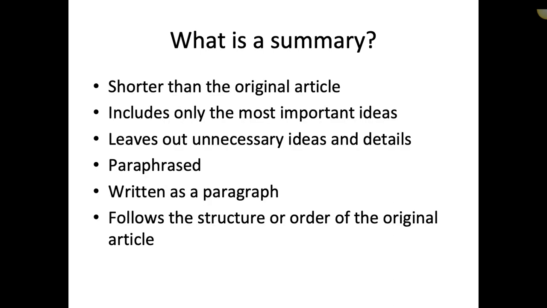Okay, so a summary is shorter than the original article. It only includes the most important ideas. You have to decide what the important ideas are and leave out the other, extra ideas, leave out many details. We don't need facts, numbers, examples, but you do have to paraphrase. And this is written as a paragraph, so there'll be a topic sentence, and the supporting sentences are the summary of the article. And those ideas follow the order of the original article.